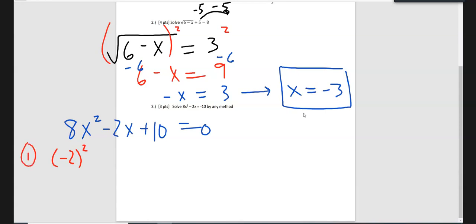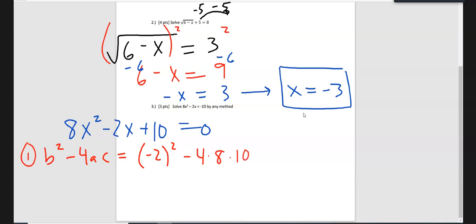I like to do my quadratic formula in 2 steps. So the first thing I like to do is the b squared minus 4ac part. In this case, that would be negative 2 squared minus 4 times 8 times 10. So I would get 4 minus 320. Okay, so that would be negative 316.